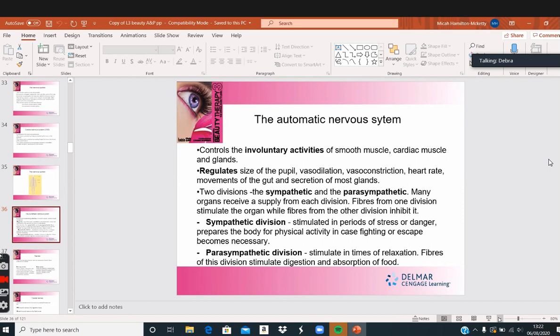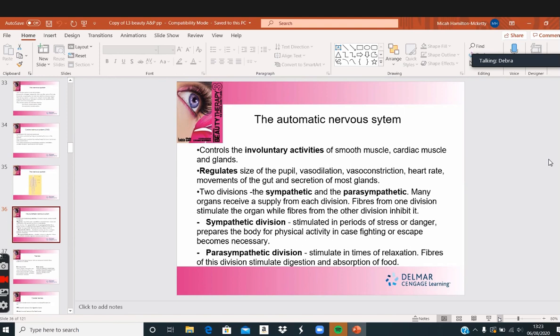It will regulate vasodilation. Vasodilation is the opening of blood vessels. Vasoconstriction is the closing of blood vessels. We can't do that. The body system does it automatically. It will regulate our heart rate. We can't regulate our heart rate. Yes, that's with the body.